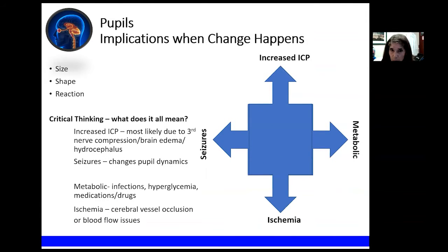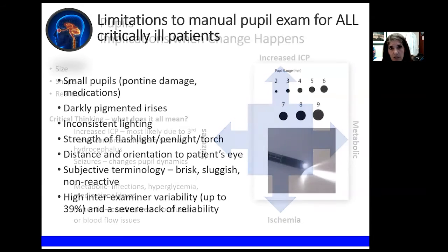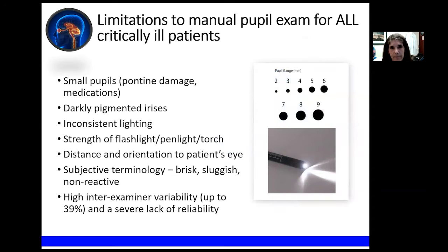When we assess a pupil, we look for pupil size, we look for shape, we look for reaction. But there are a number of conditions that impact pupillary response. Increased intracranial pressure, ischemia, lack of blood flow to a certain part of the brain, seizures, and metabolic disorders, all can cause changes in pupil dynamics.